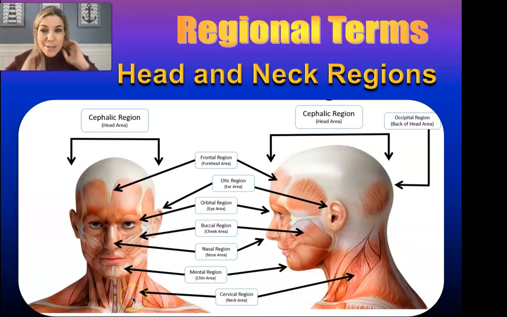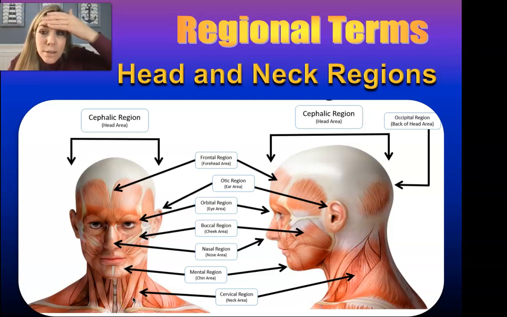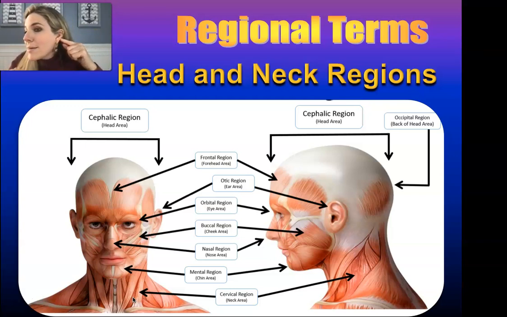So let's practice these real quick again. So head and neck, cephalic. Let's divide it up. We got frontal, nasal, orbital, otic, oral. I think I left that out on this picture here, but that's oral, mental, and cervical. Okay, so you got all those. There's one more, and that is if you're looking at the posterior side of the person, the back of the head, that is called the occipital region.